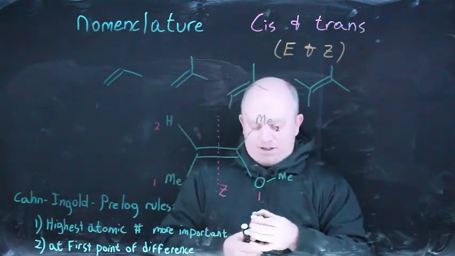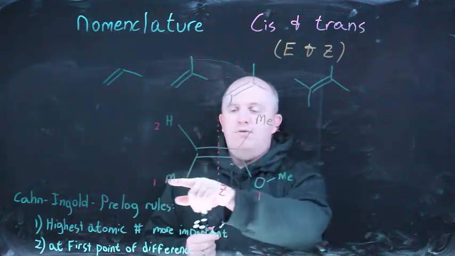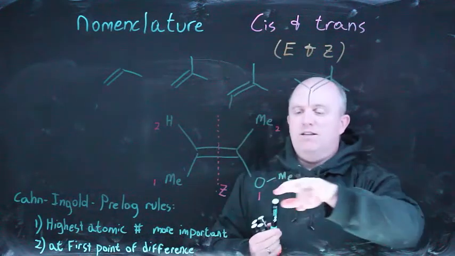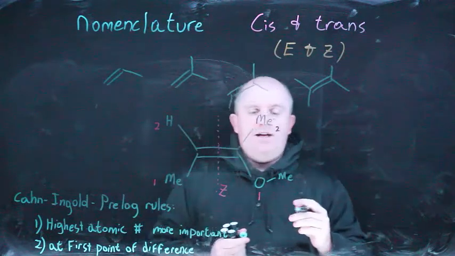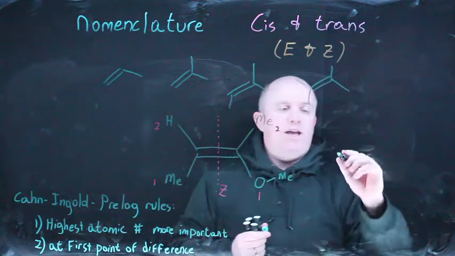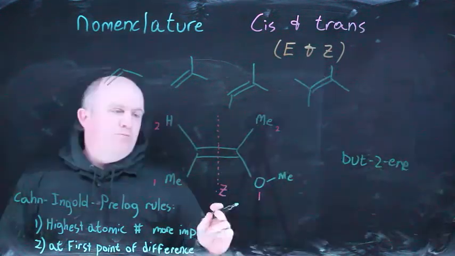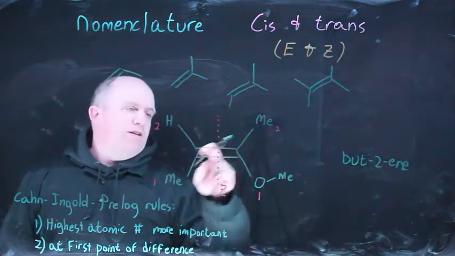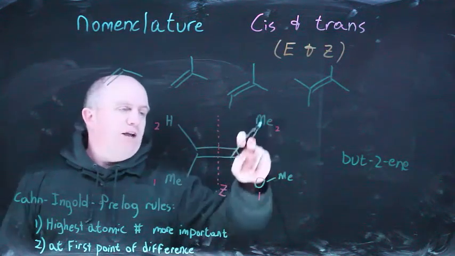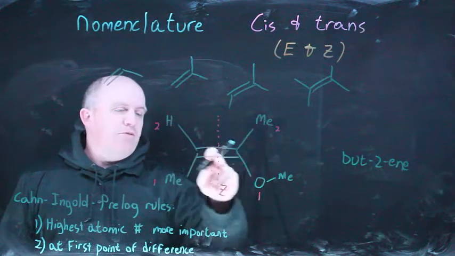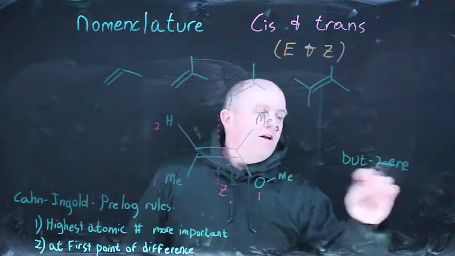Now let's go ahead and name this. One of the easier ways of doing this, in my opinion, would be to call this a butene first, rather than dealing with this. I would call this a substituent. This would be a methoxy. So let's define this to be a butene. And this is going to be a 2-ene, because regardless of how I number it, the double bond starts at the 2 position. If I'm numbering it this way, then the double bond starts at the 2 position. But if I'm numbering it this way, then the double bond starts again at the 2 position. So this is going to be a but-2-ene.